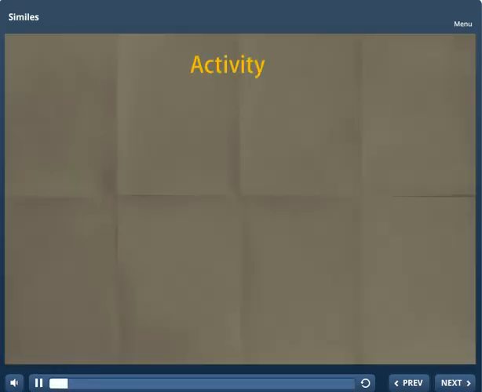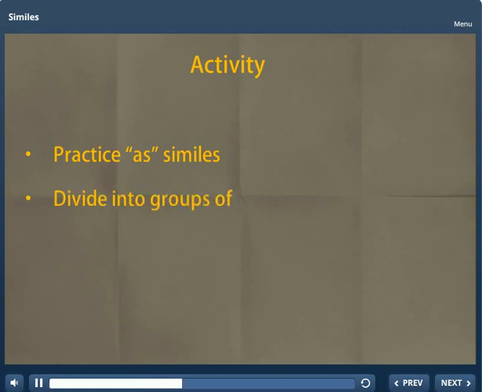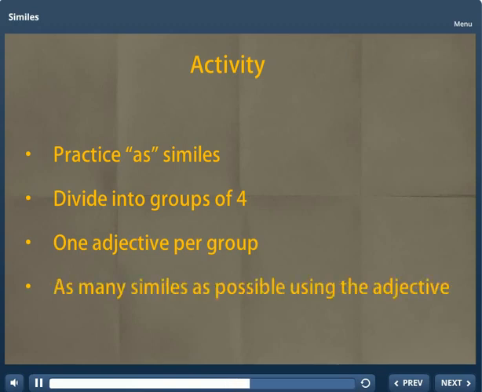Similes using the word as are a lot more common than ones using the word like. Therefore, focus on practicing as similes with your students. Divide the students into groups and assign them an adjective each. They then have to make similes using the adjectives that they were given. Remember, similes are meant to be creative, so encourage children. If the adjective matches the noun but the simile doesn't sound great, that's still okay.